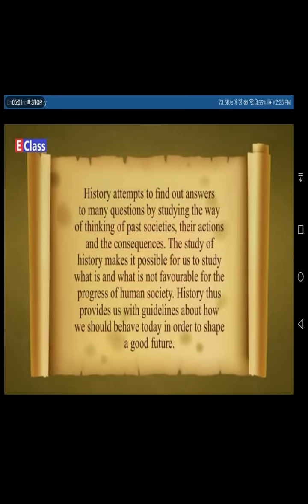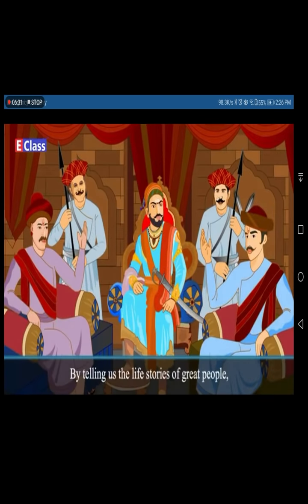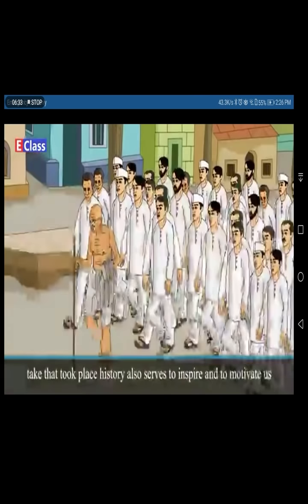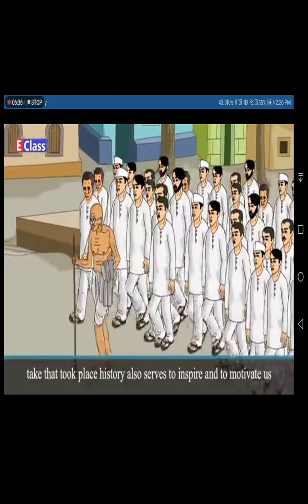History attempts to find out answers to many questions by studying the way of thinking of past societies, their actions, and their consequences. The study of history makes it possible for us to study what is and what is not favorable for the progress of human society. History thus provides us with guidelines about how we should behave today in order to shape a good future. By telling us the life stories of great people, history also serves to inspire and to motivate us.